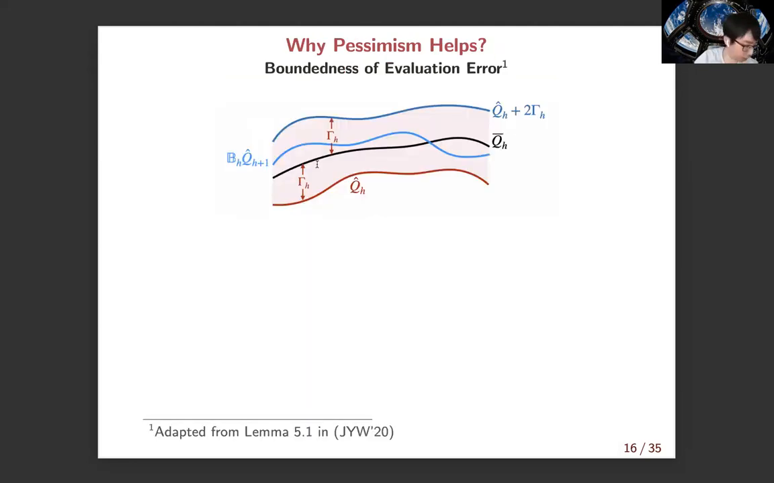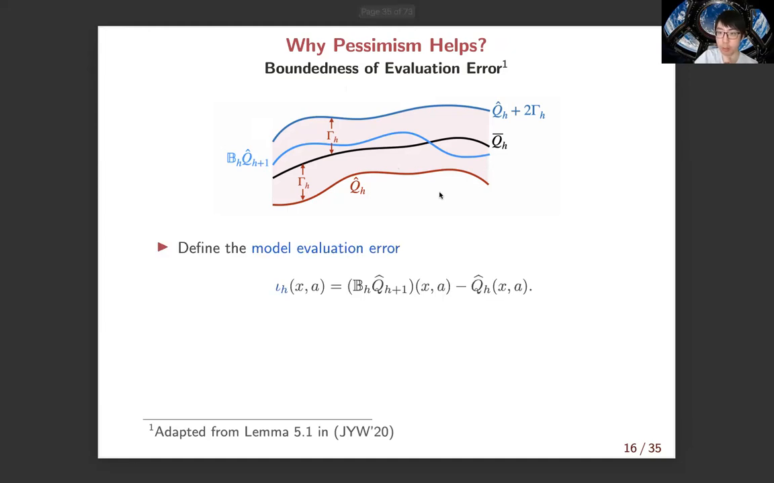And then the question is why it indeed helps, right? For example, we can certainly think about taking the upper confidence bound, which in the online setting actually helps with the exploration. But in the offline setting, we're trying to take the lower confidence bound. So here's a more concrete theoretical analysis. Everything actually arises from the so-called model evaluation error.